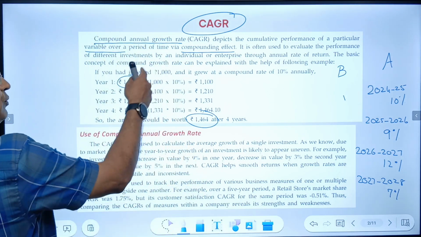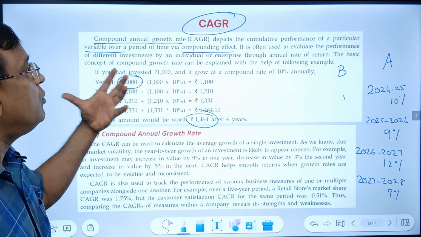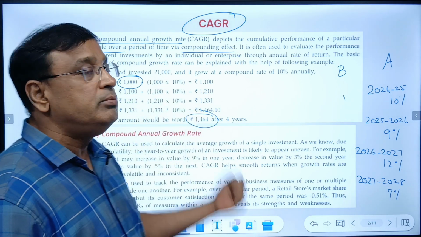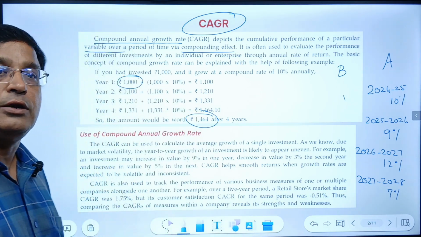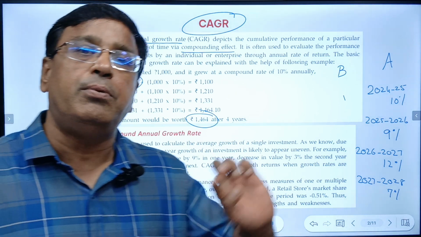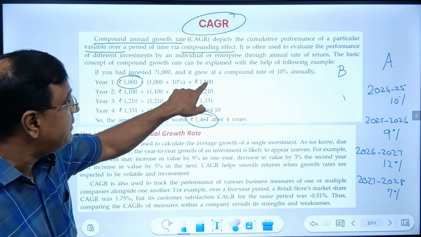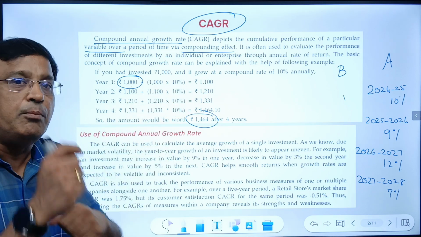Okay, if you use the formula in this problem, you'll get this answer. So what is the compounded annual growth rate? It's a cumulative performance of your particular investment over a period of time via the compounding effect. Okay, because the principal does not remain the same, it keeps on changing. That is what you call the compounding effect.